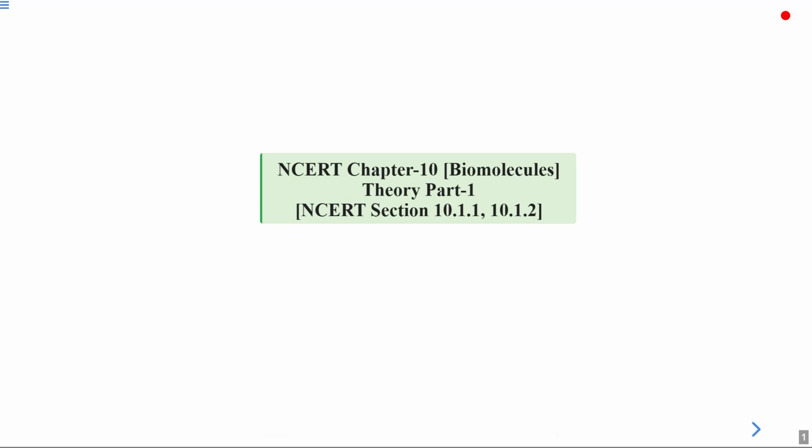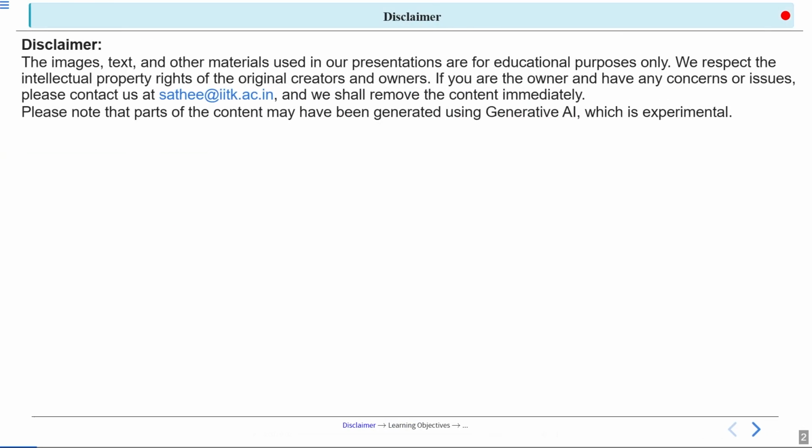Welcome students. Today we are going to start NCERT chapter 10, which is Biomolecules, and today is theory part 1. So today we are going to cover NCERT section 10.1.1 and 10.1.2. This is disclaimer.